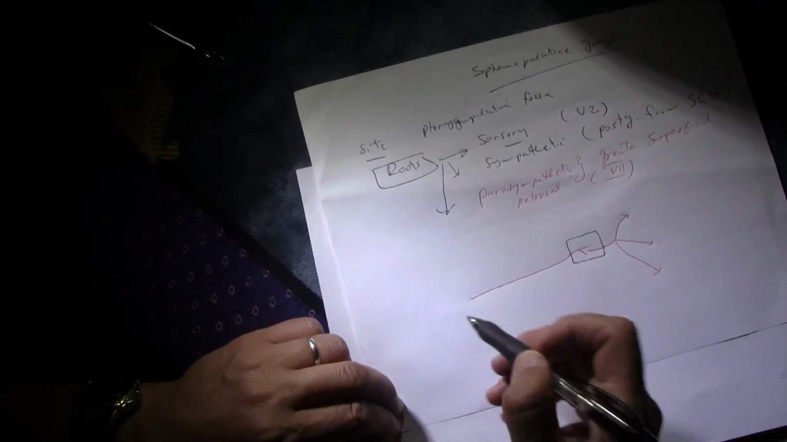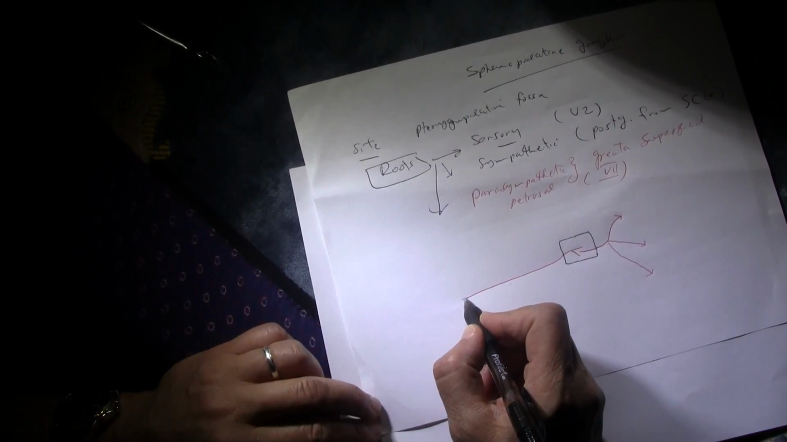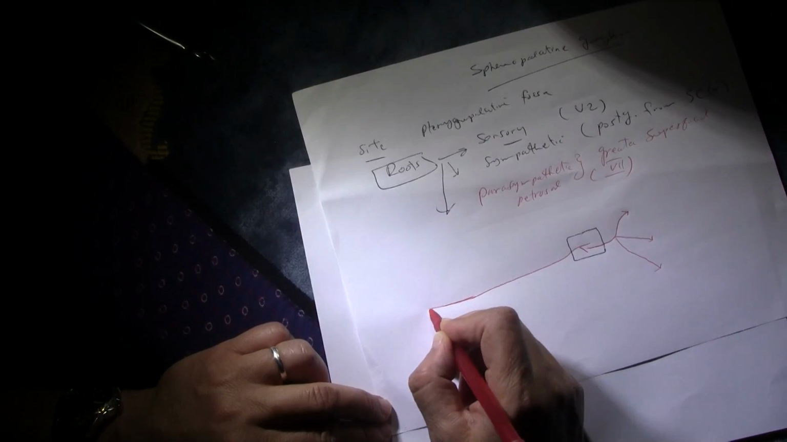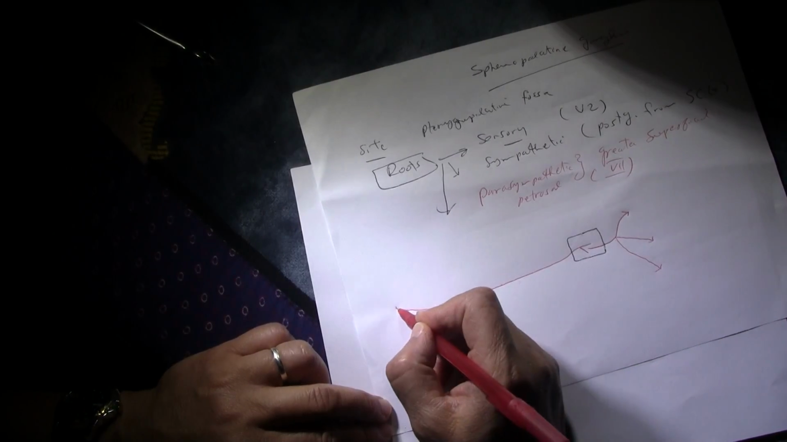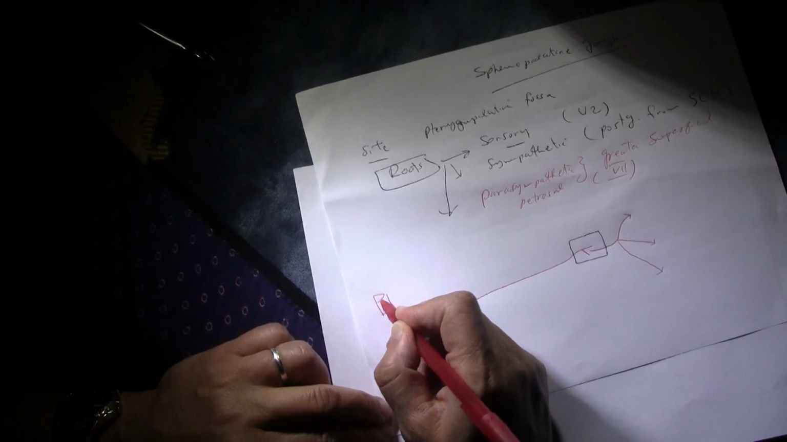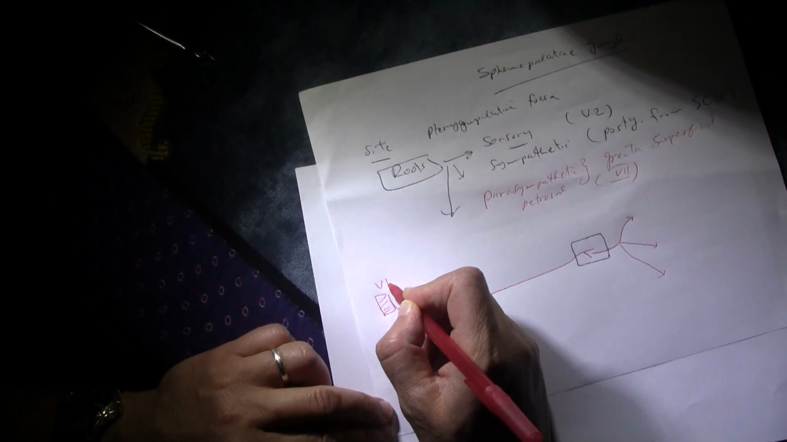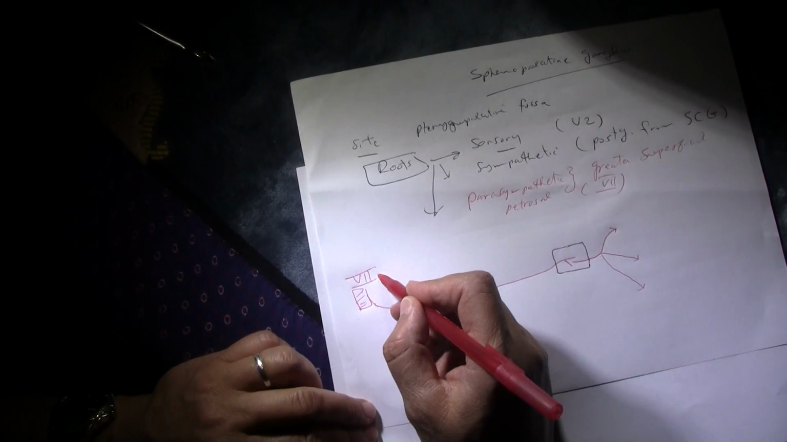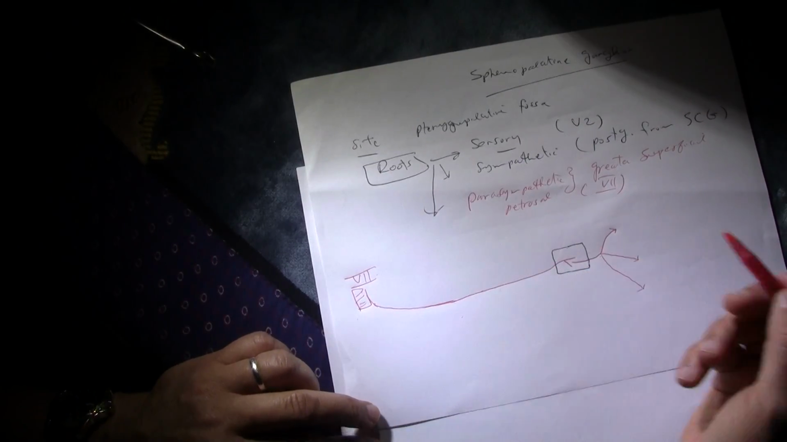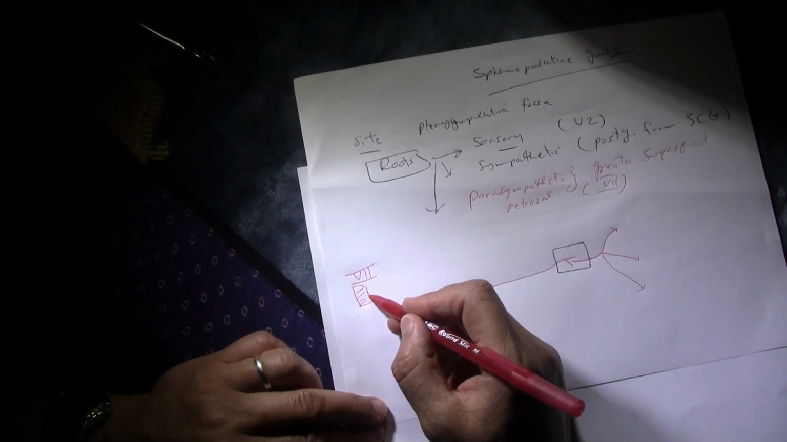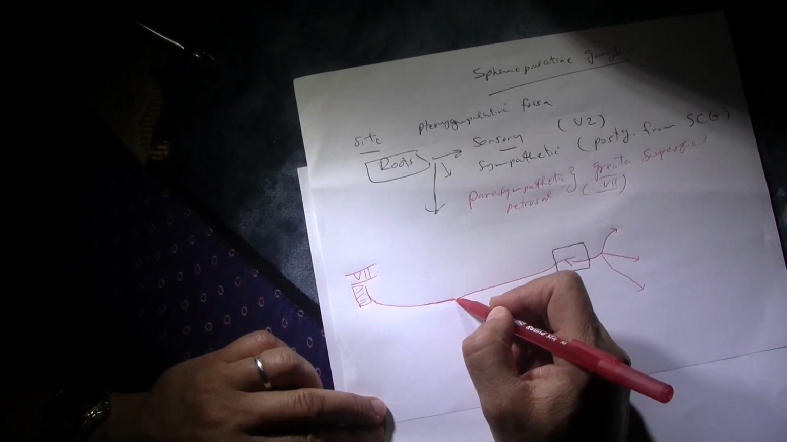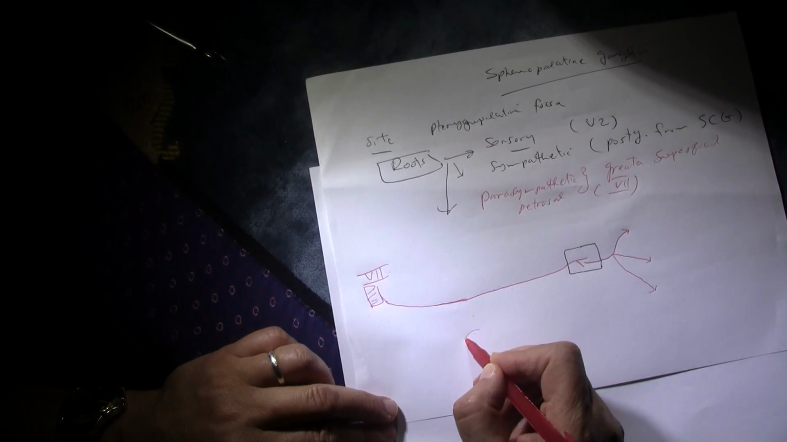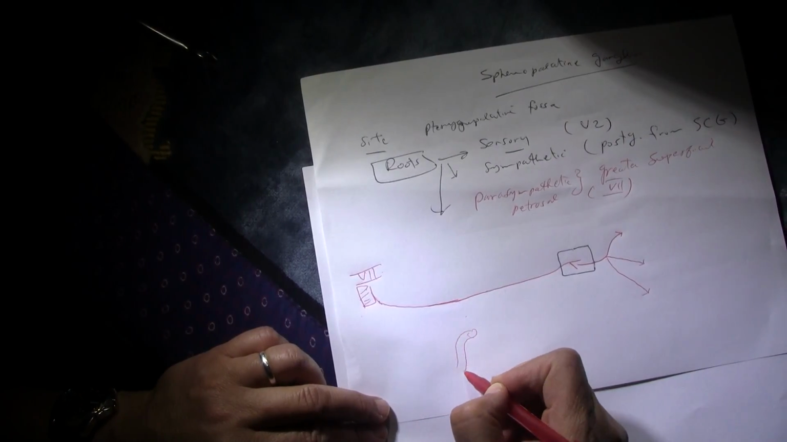So where does this come from? This is a greater superficial petrosal nerve. I would like to give more detail about this nerve. The origin of this nerve is facial nerve, and as you remember, I keep saying that all glands in the head are supplied by facial nerve except parotid, supplied by glossopharyngeal. So this nerve coming from facial is going to be joined by, this is internal carotid artery.